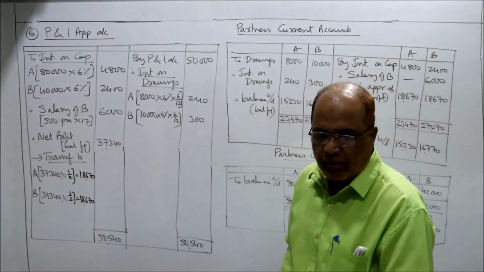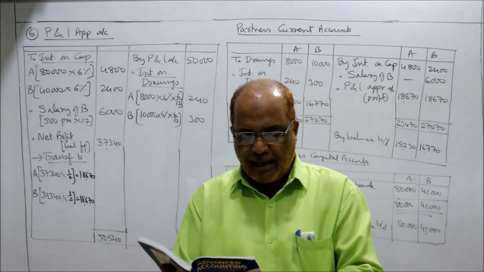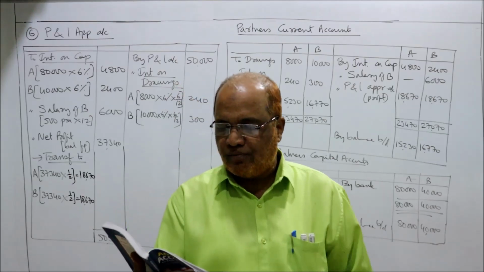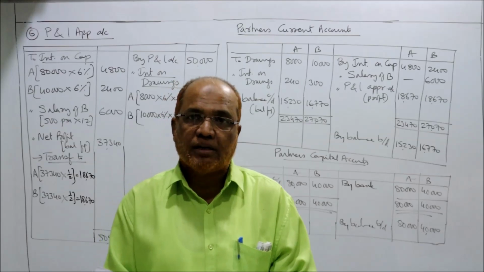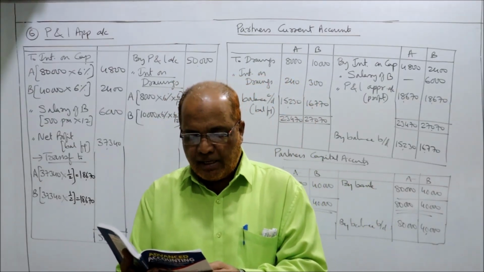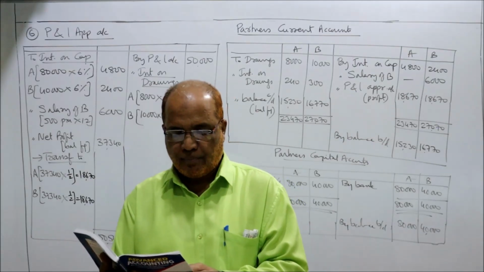Come on, we'll start problem number 6. Sixth problem, see carefully. A and B start business with capitals of rupees 80,000 and 40,000 on 1st January 2005. New business is started on 1st Jan. Two partners, A and B. B is entitled to a salary of 500 rupees per month.